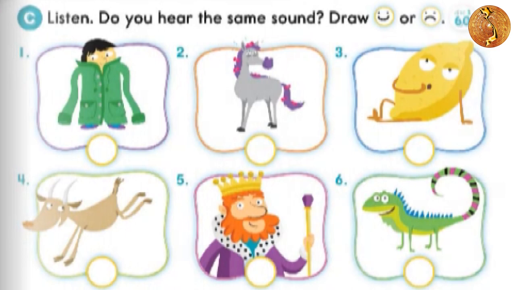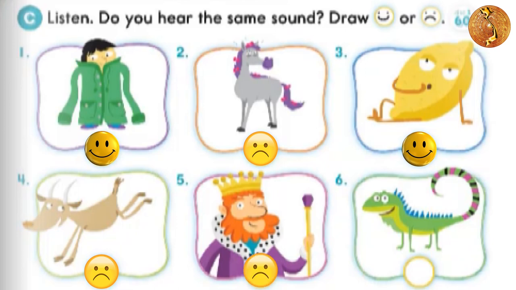Page 42. C. Listen. Do you hear the same sound? Draw. 1. Jumbo jacket. 2. Good horse. 3. Lazy lemon. 4. Kicking goat. 5. Happy king. 6. Interesting iguana. End of Disc 1.